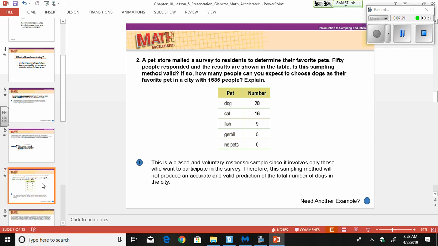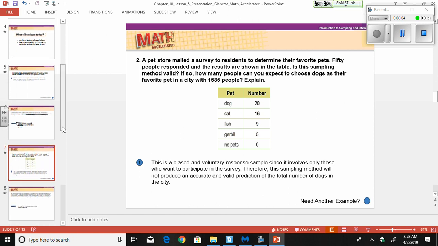A pet store mailed a survey to residents to determine their favorite pets. 50 people responded, and the results are shown in the table. Is this sampling method valid? Well, they are the ones sending it back in, so that means it's self-selection. It's not convenient, but it is them voluntarily responding. So it's a voluntary response sample. How many people can you expect? Since it involves only those who want to participate in the survey, the sampling method will not produce an accurate and valid prediction, so I don't have to predict here.